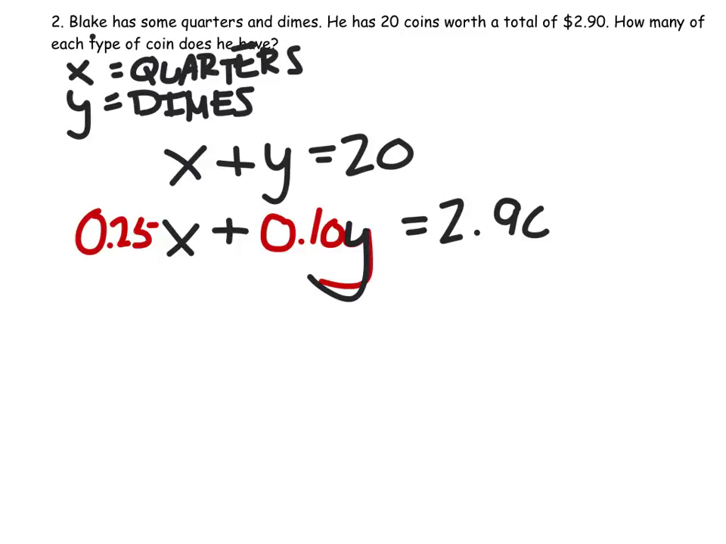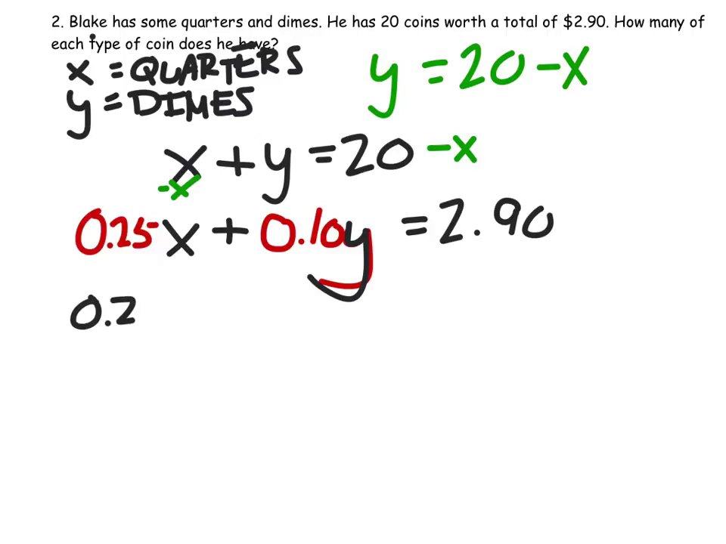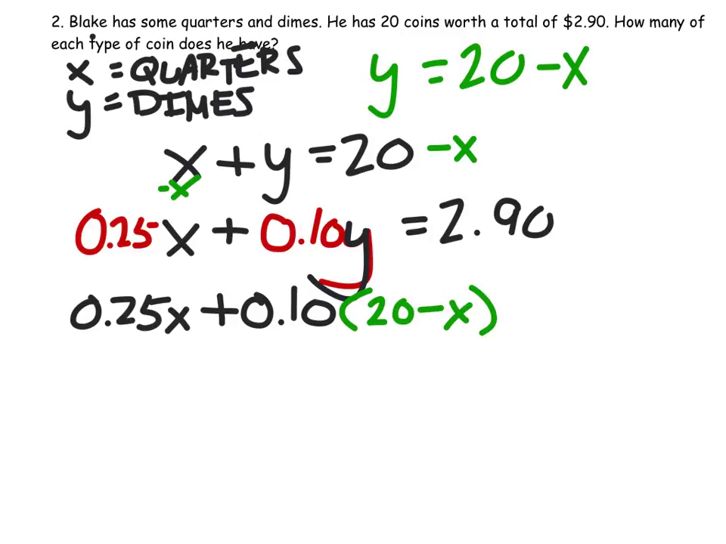All right, so again, I've got quarters and dimes, x plus y equals 20. I can change that to slope-intercept form. If I subtract x from both sides, you can write it as y equals 20 minus x. So that gave me that equation. Now I have a y that I can replace with an expression. So I got 0.25x plus 0.10y, but y now is 20 minus x. And this should equal my $2.90.